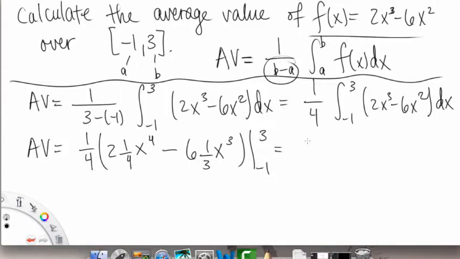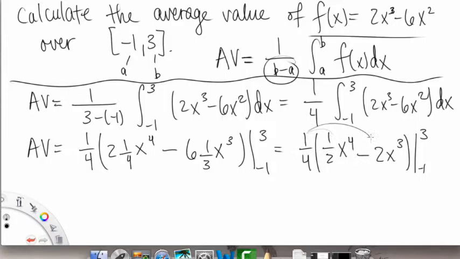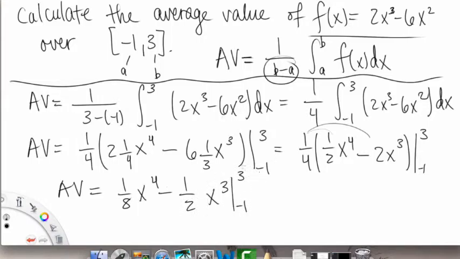So if we simplify a little bit, we get 1 over 4, and then 1/2 times x⁴, minus 2x³. Then we have our −1 and our 3 there. So finally, I'm going to distribute in that positive 1 over 4. This is going to be 1 over 8 x⁴ minus 1/2 x³, from −1 to 3. I'm going to take this last line down, and we'll continue this on the next slide.